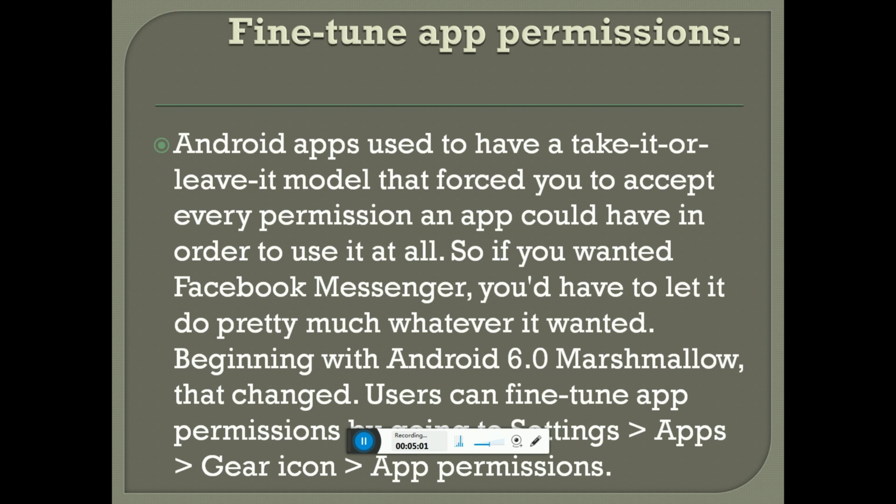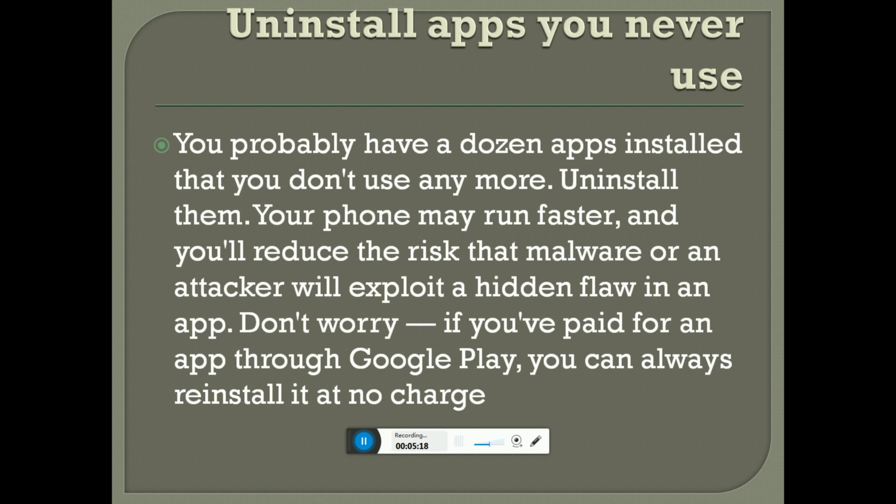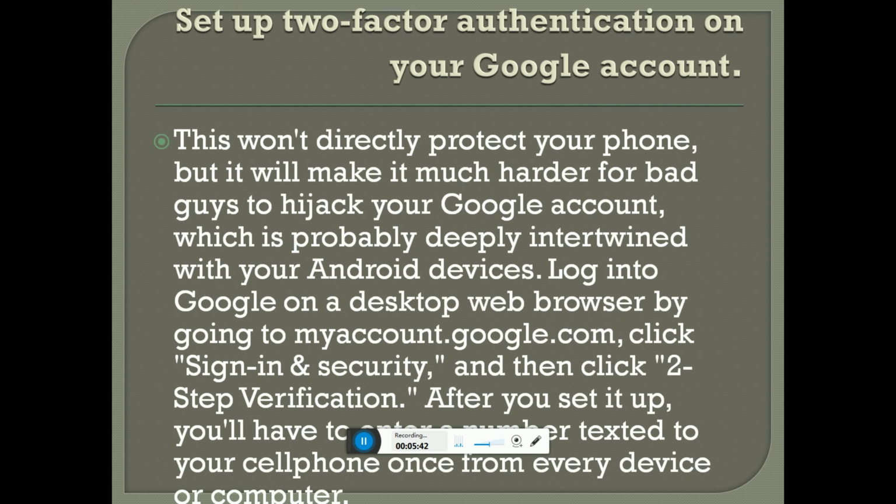Fine-tune apps and permissions. Android 6 Marshmallow lets users take control at a higher level, for apps such as Facebook and Messenger. Uninstall apps you never use. You probably have dozens of apps installed on your phone that you don't use anymore. Uninstall them. Your phone may run faster, and you also reduce your risk of malware or attacks that exploit them. Don't worry if you paid for apps through Google Play; you can always reinstall them at no charge.